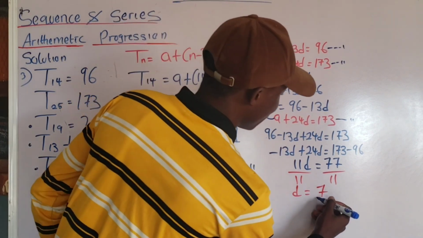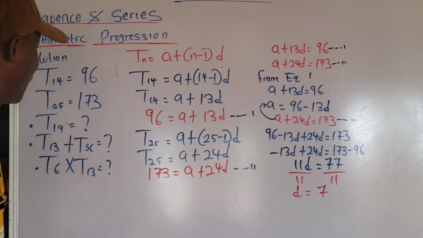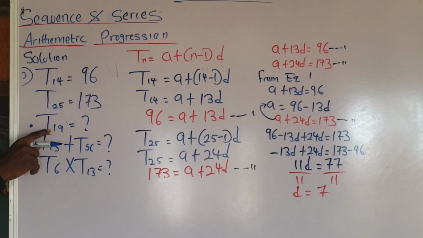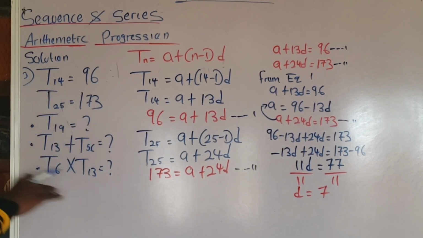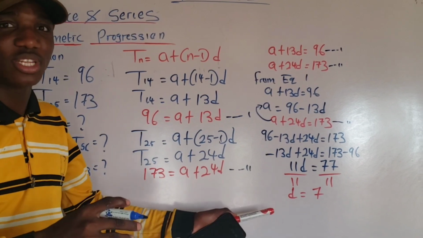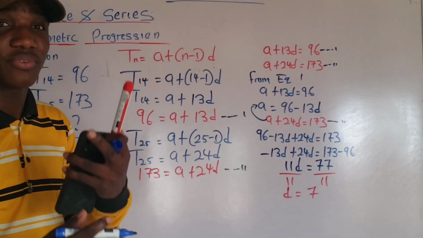Now, having gotten the value of d, we need the value of a as well. We have not started the solution to any of the questions that we are asked to solve. We are asked to find the 19th term, but we cannot determine any of this without knowing our values of a and d. So we are done with d, and you need to determine the value of a as well.